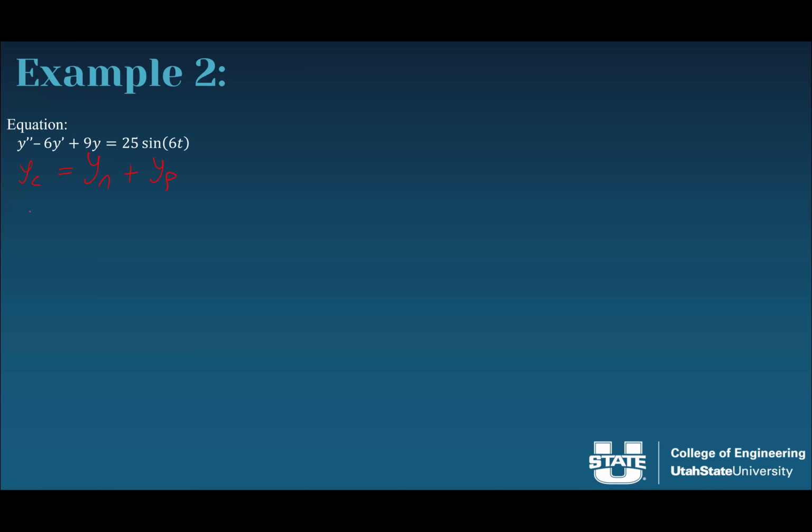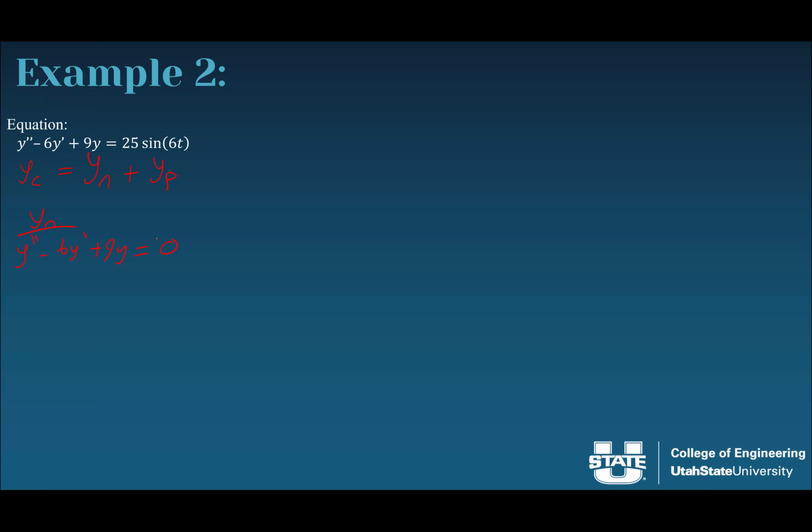So solving for our null, we're going to have y double prime minus 6y prime plus 9y equals 0. So this is going to help us solve for our null solution. So the first step with this is what? So it's going to be solving for our roots, right? That's going to be the first step of this, right?